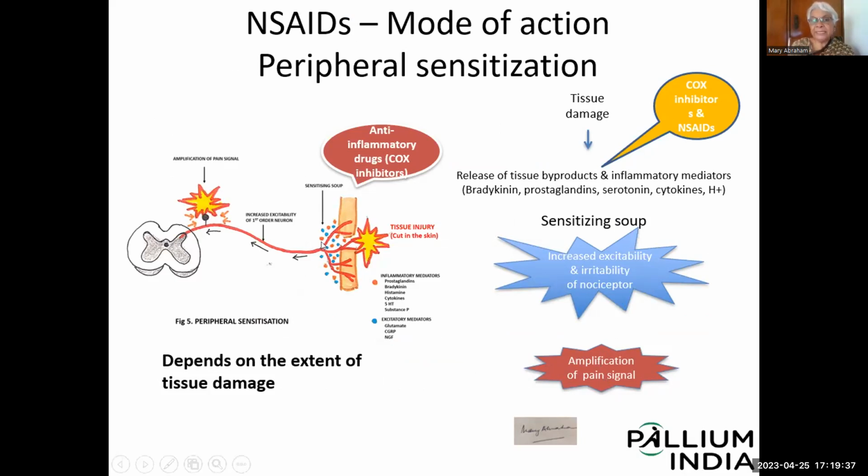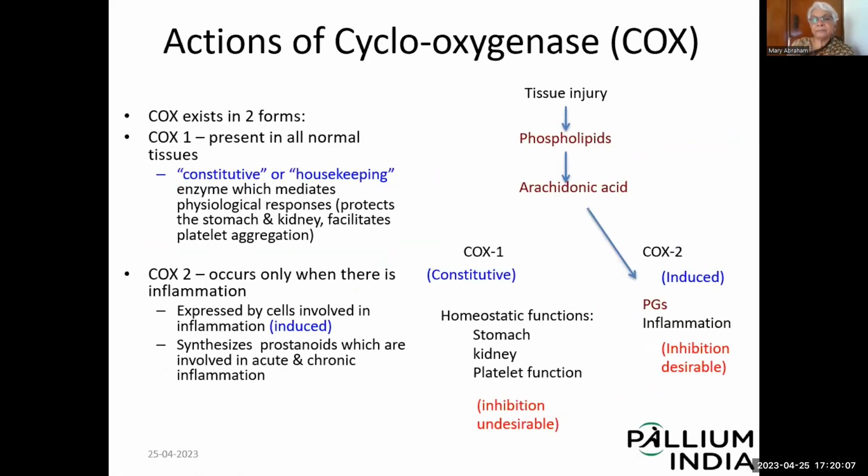Here also you can see that this is a tissue damage. These are all the inflammatory mediators. They form an inflammatory soup around the peripheral nerve ending, and it causes amplification of the pain, which means the more the tissue damage, the more the peripheral sensitization. And these non-steroidal anti-inflammatory drugs like COX inhibitors act at this level. They act here to decrease the amount of prostaglandin that is released.